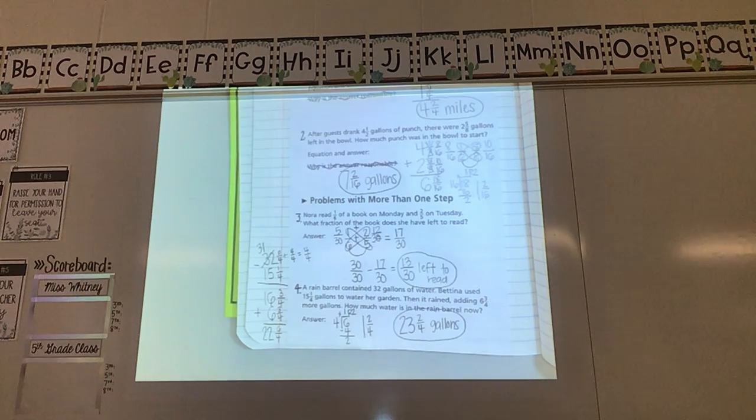So again, today is all about word problems. We already know how to add and subtract. We already know how to find a common denominator. We already know how to fix them or to borrow. We're just doing it with a word problem.